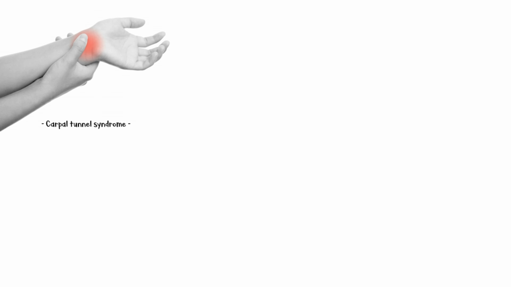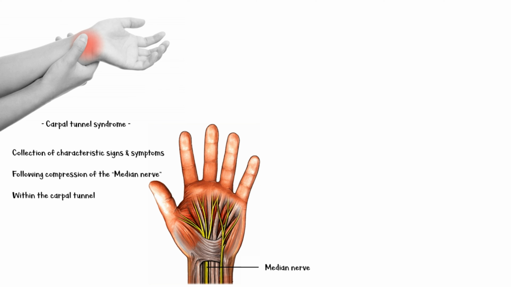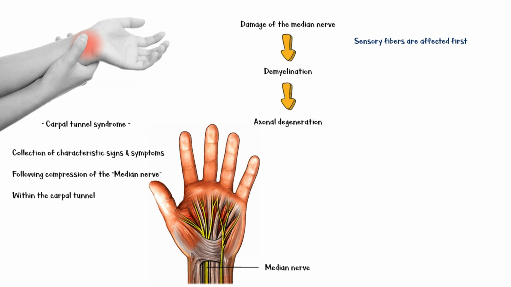Carpal tunnel syndrome is a collection of characteristic signs and symptoms that occur following compression of the median nerve within the carpal tunnel. The median nerve is damaged within the rigid confines of the carpal tunnel, initially undergoing demyelination, followed by axonal degeneration. Sensory fibers are affected first, followed by motor fibers. Autonomic fibers may also be affected. The exact mechanism of this damage is not well established.